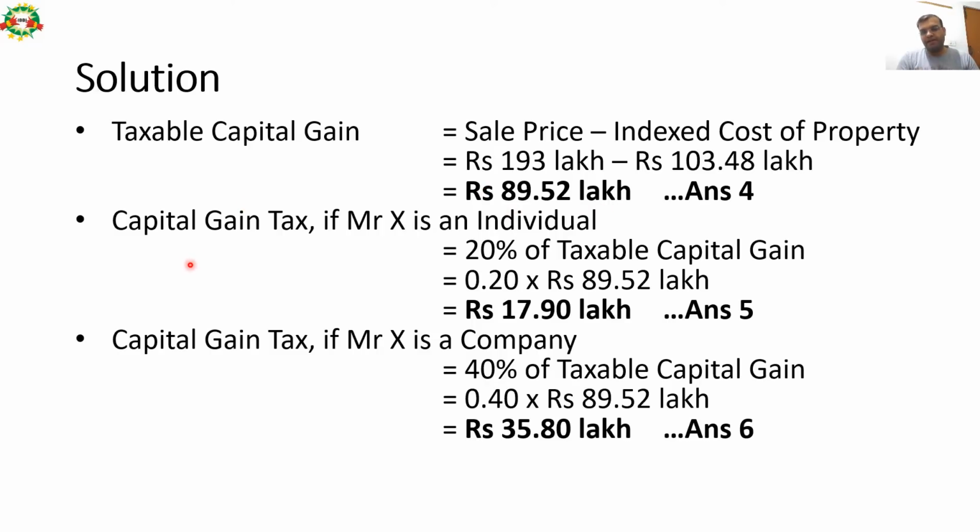Then capital gain tax, if Mr. X is an individual, 20% of this amount, 89.52, it comes to 17.90. It is the answer to question number 5. And if Mr. X is a company, then capital gain tax will be equal to 40% of taxable capital gain, this amount. So that means 35.80 lakh is the answer to question number 6.